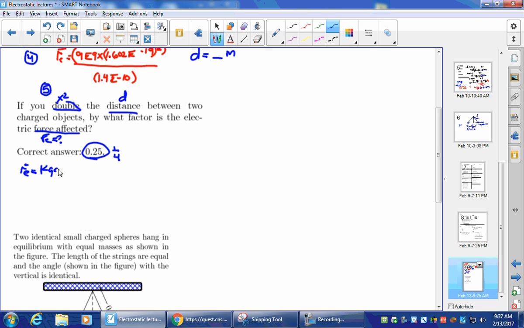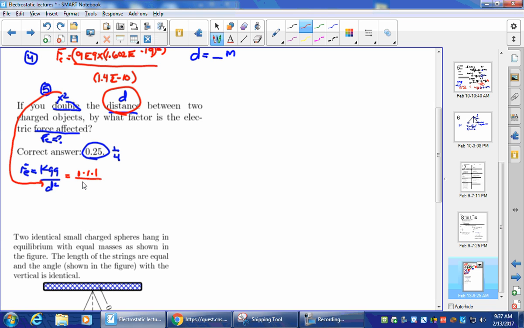KQ over distance squared. Which one of these did we affect? We are affecting the distance. So this is where our multiplier is going to get plugged in. This 2 is plugged into here. And since we're not changing anything else, it gets to remain as a 1, right? So Q didn't change, so it's going to be multiplied by 1, because 1 doesn't change a value. 1 times anything is still itself. None of the charges change, so 1 times 1.